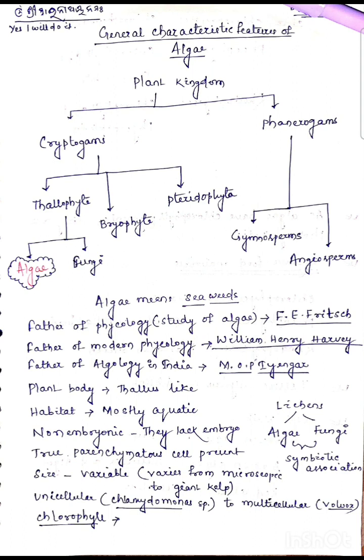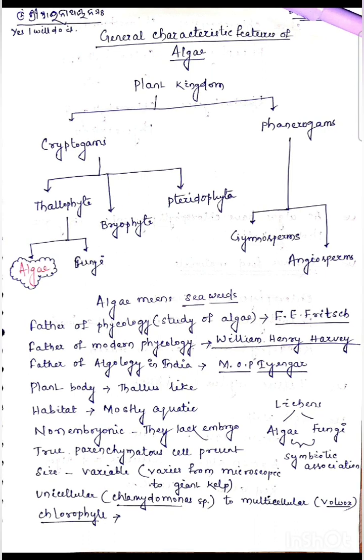Under thallophyta, the plants are placed which have a thallus-like plant body. That means the plant body which cannot be divided into roots, stem and leaves. So under thallophyta, algae and fungi are present. Algae is commonly known as seaweeds.